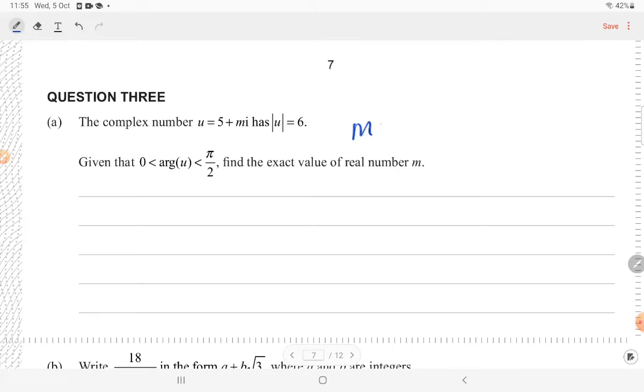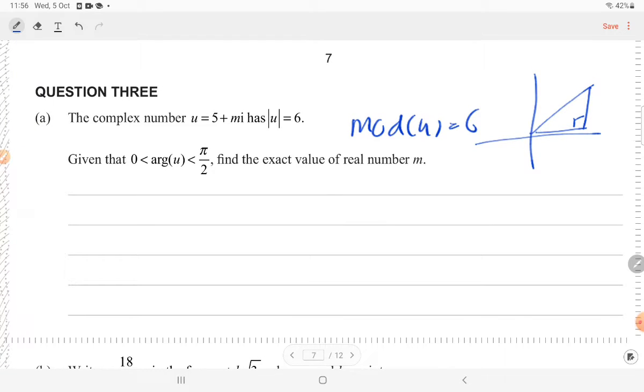This means modulus of u equals 6. How modulus is defined is imaginary part, real part, and we use Pythagoras here since this is a right angle triangle. So modulus of u is equal to 6, so this part is 6. The real part is 5, and here is m that we're trying to find.